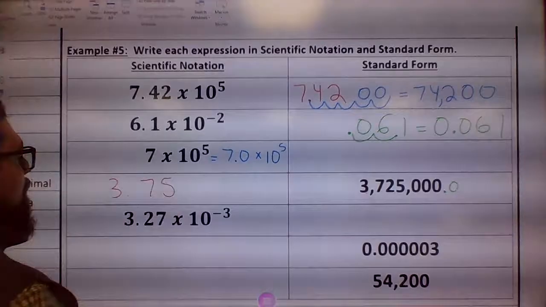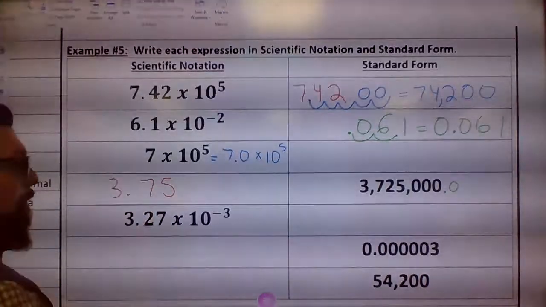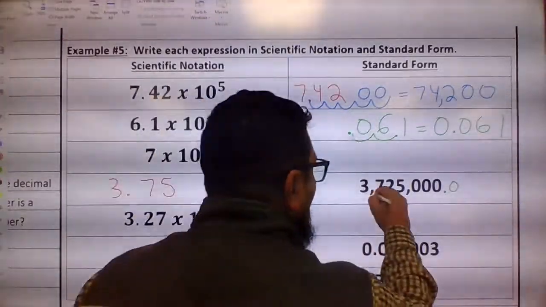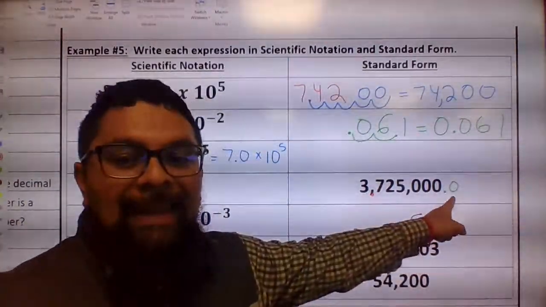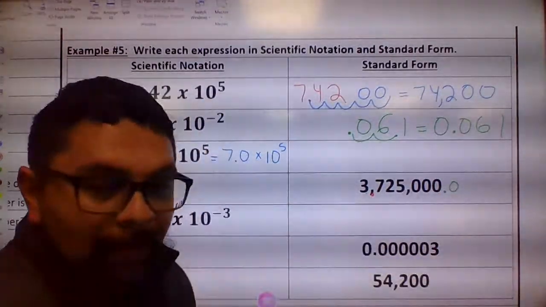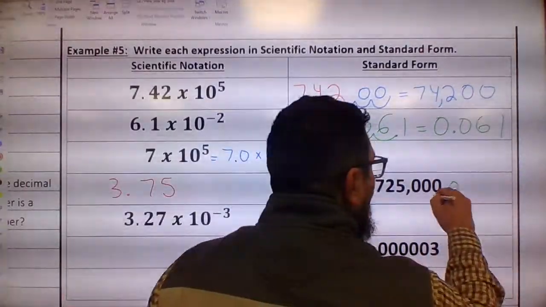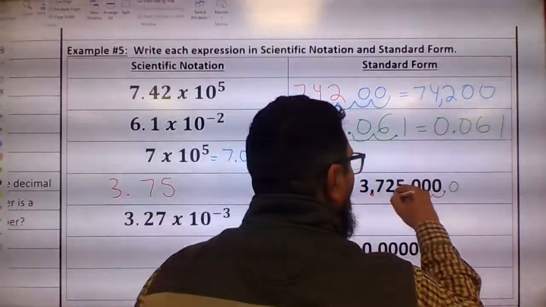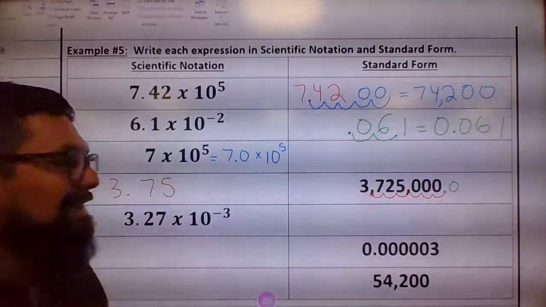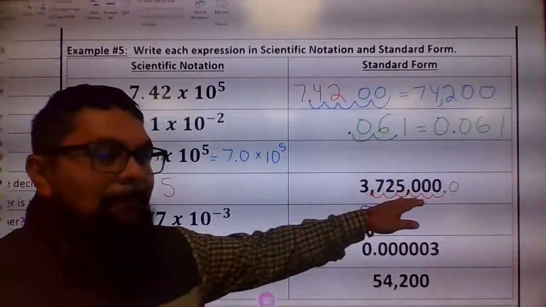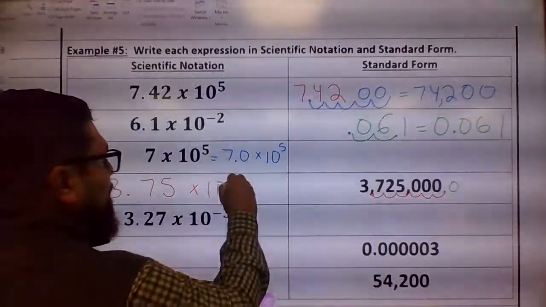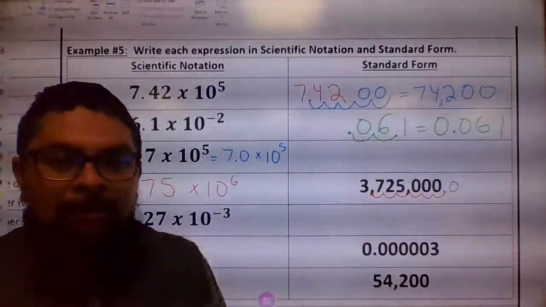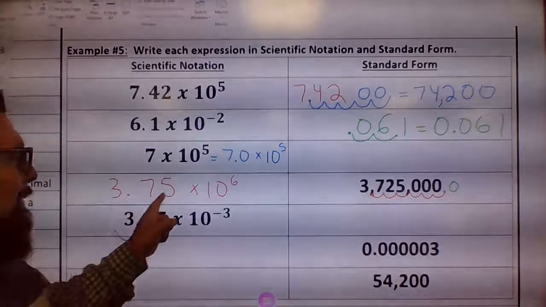Okay, so we're going backwards. We're putting the decimal here now. When we put the decimal here, the decimal on this one is at the end, so it's going to move this way, right? It's going to move 1, 2, 3, 4, 5, 6. So it moved 6 times. But because this is a bigger number, this is going to be times 10 to the 6th. Okay? So 3.75 times 10 to the 6th.